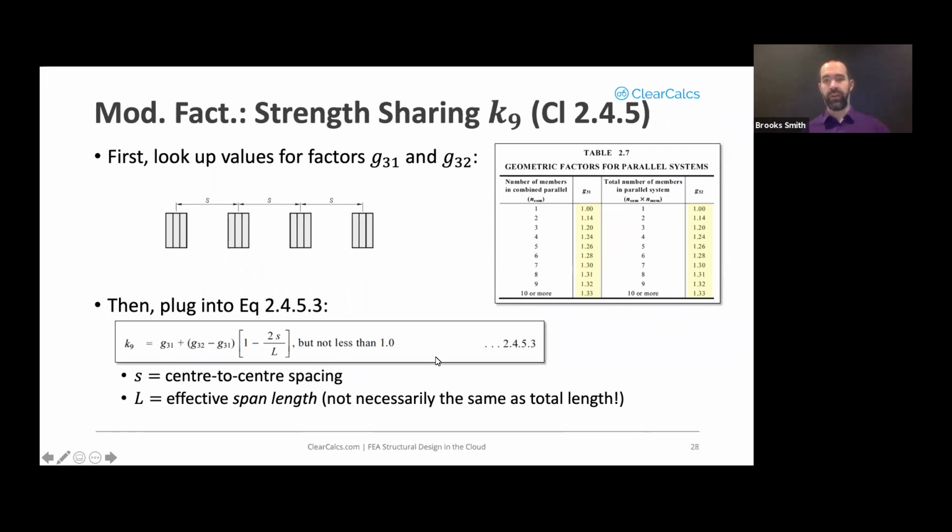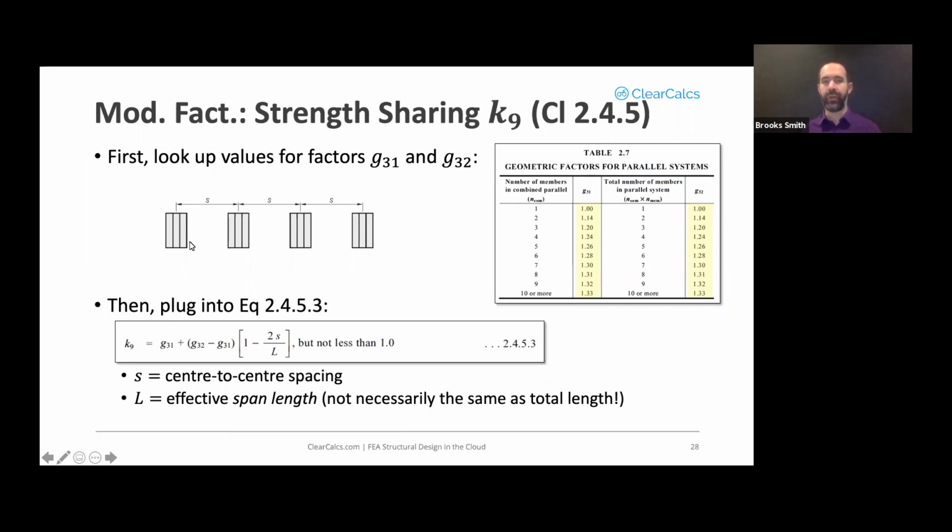So you look up the number of members you have combined in parallel, that N sub COM value, and the total number of parallel members in the system, N sub COM times N sub MEM, in table 2.7. This will give you values for the factors G31 and G32. Simple table lookups. Once you have those values, then you plug them into equation 2453, reproduced here.